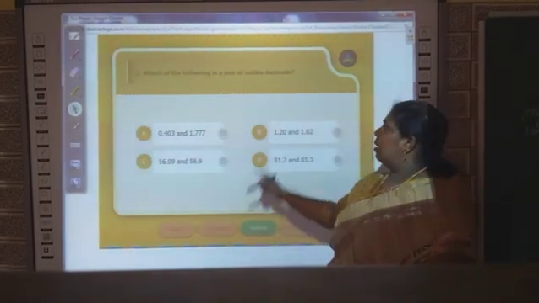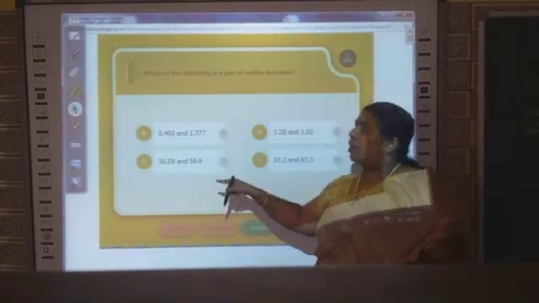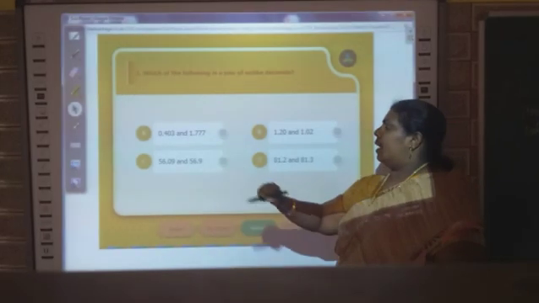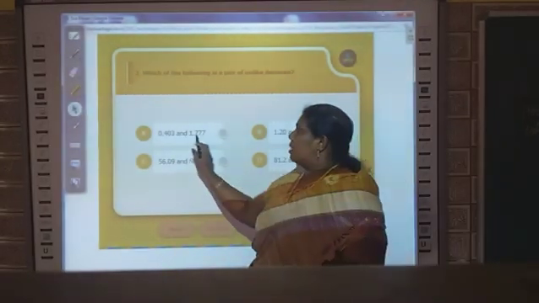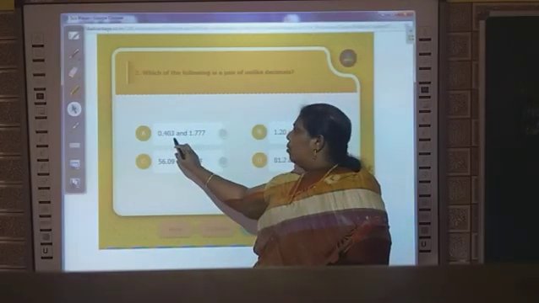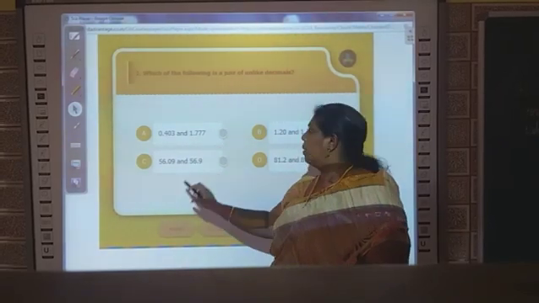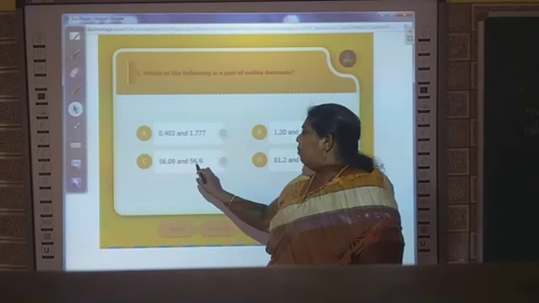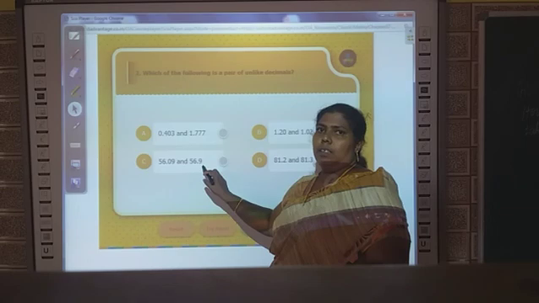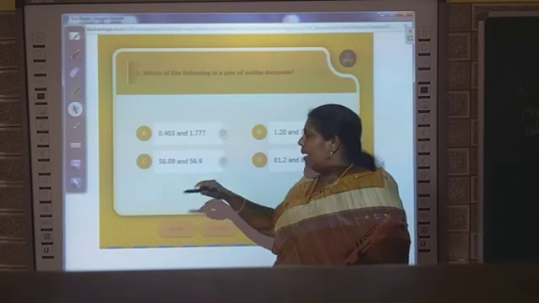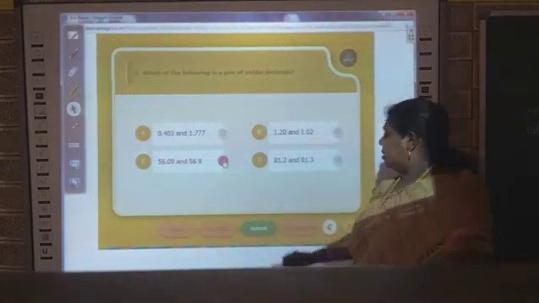Second question, unlike decimals. Here you have to write that pair of unlike decimals. See here, this is like decimal, isn't it? 0.403, 1.777, 56.09, 56.9 only. So this is like or unlike? Unlike. This is unlike decimal.